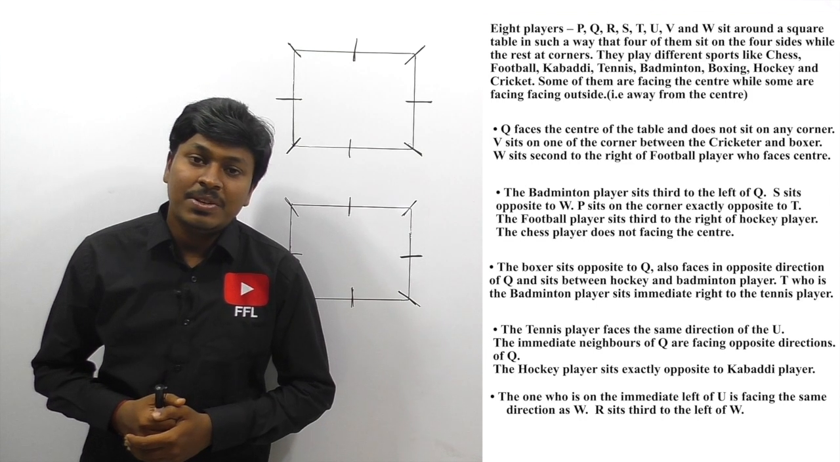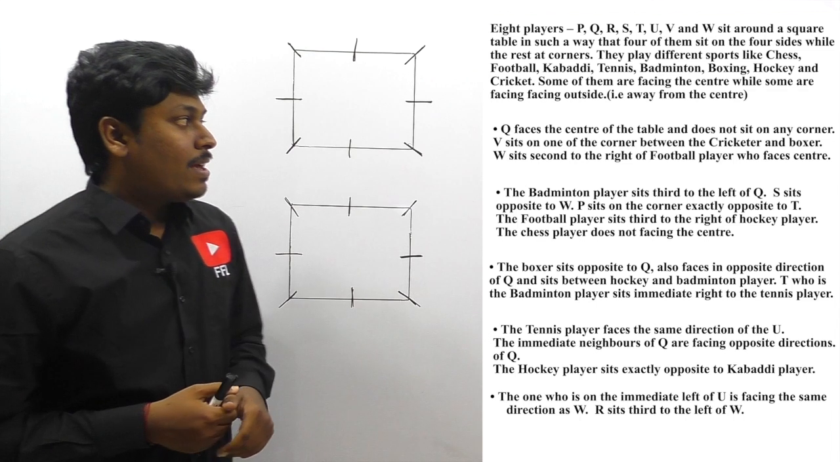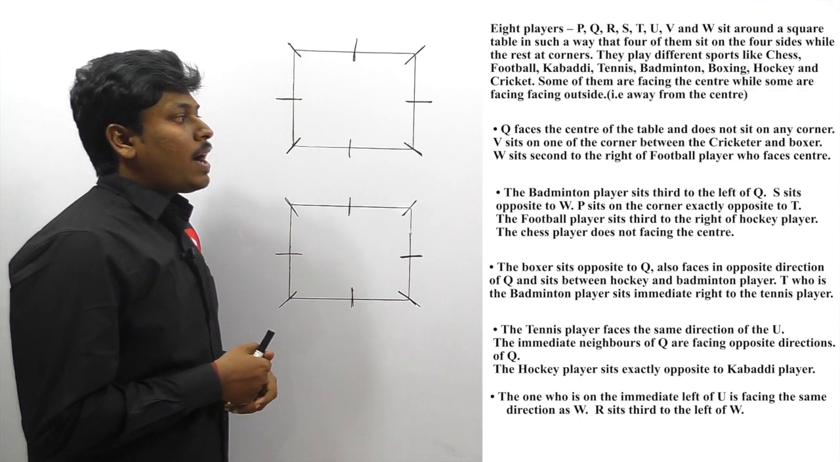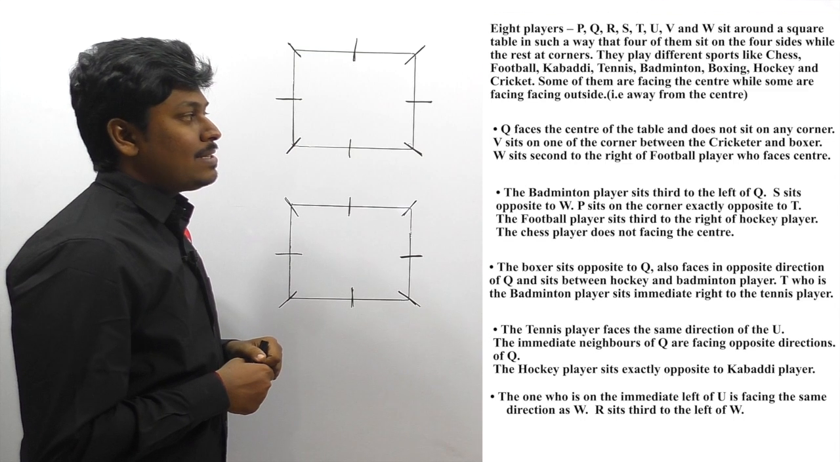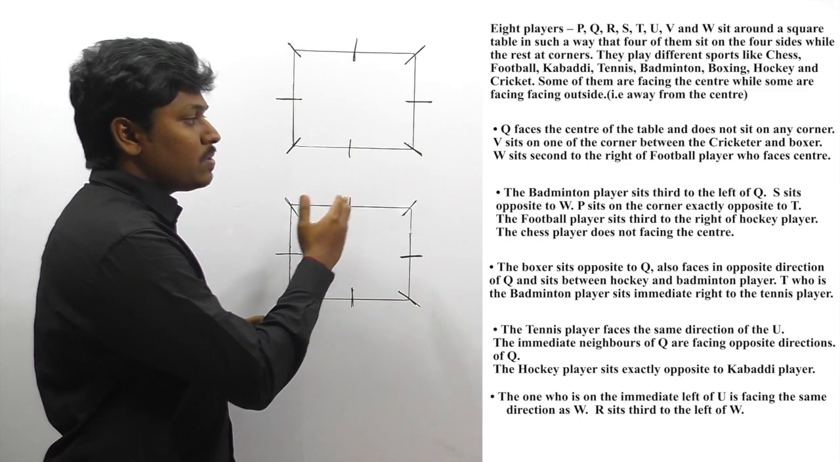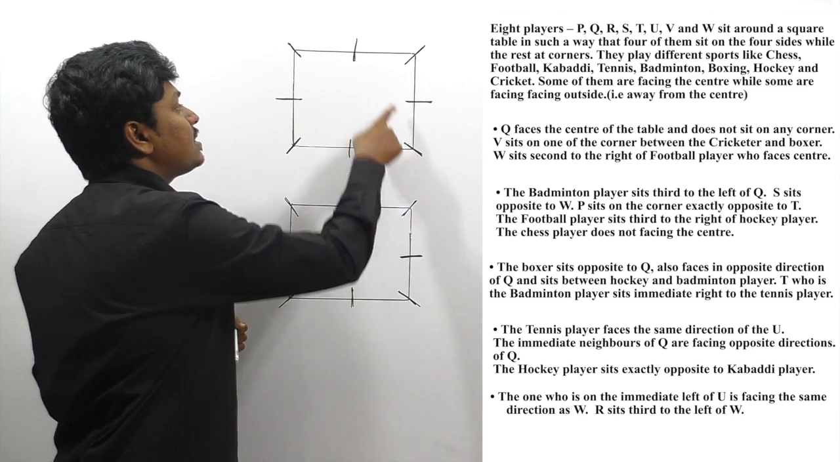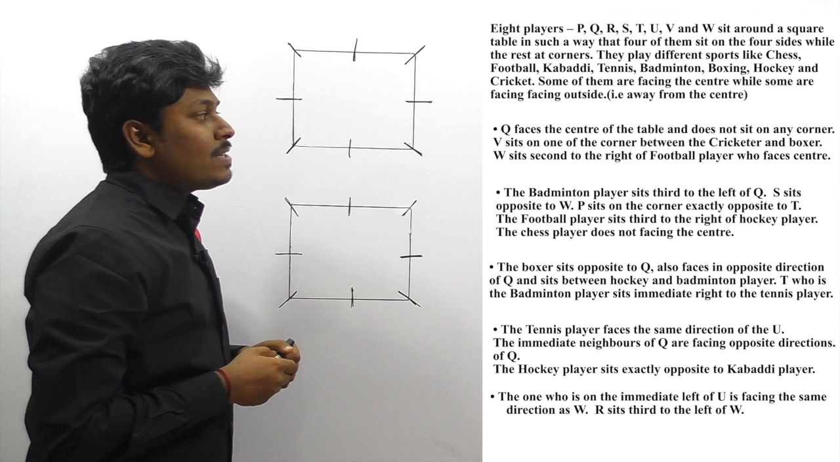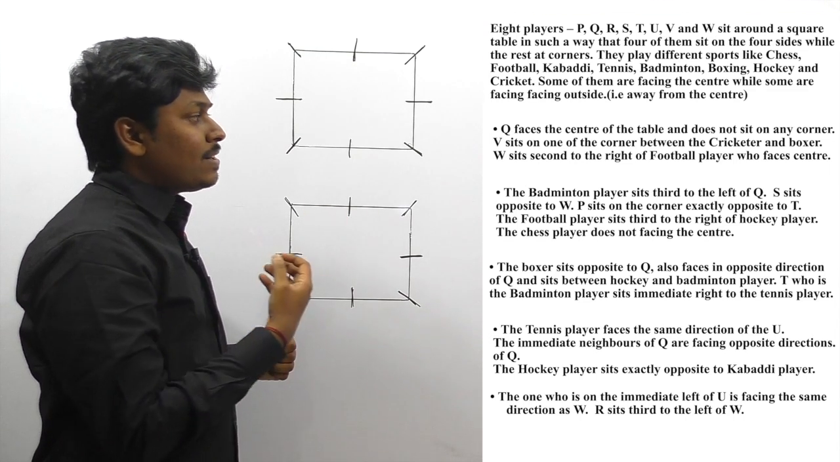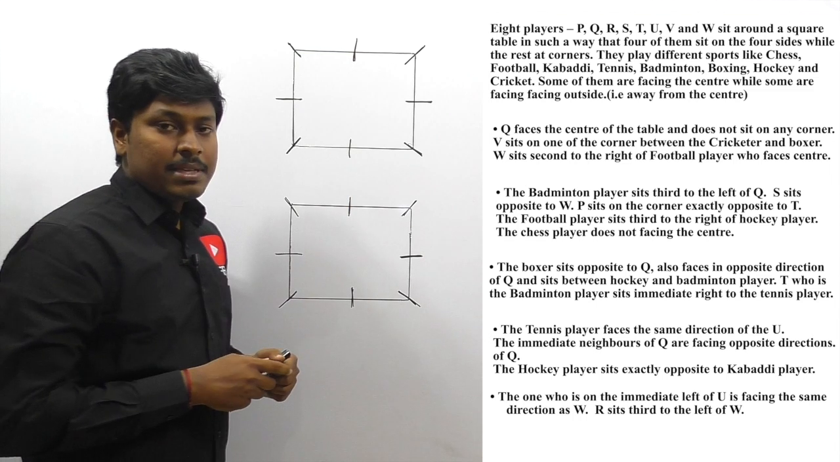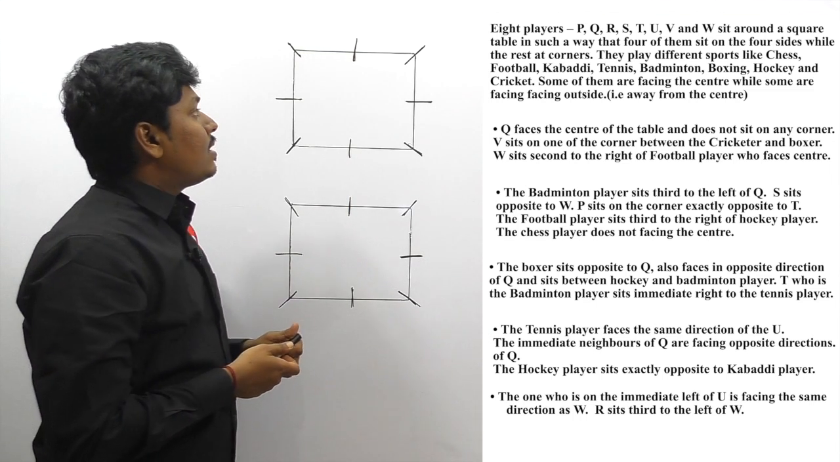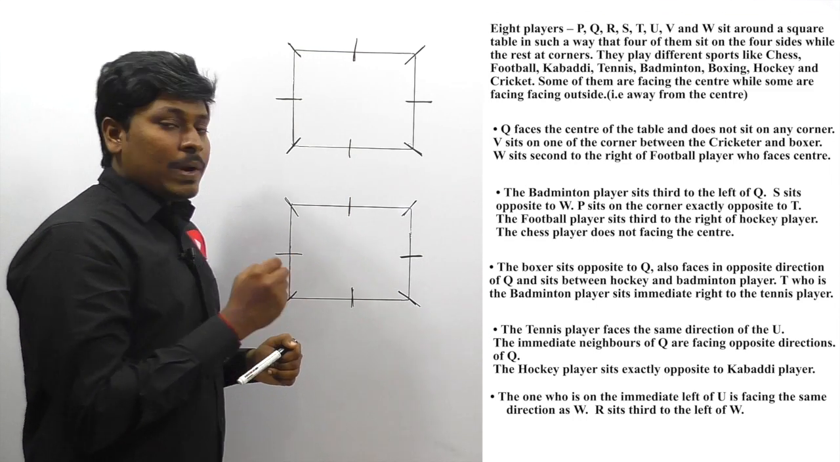We start this video with an arrangement question. 8 players P, Q, R, S, T, U, V, W are sitting at a square table in such a way that 4 of them sit at the four sides and the remaining 4 persons are sitting at the corners. These players like different games such as chess, football, tennis, badminton, and similarly 8 games have been given.